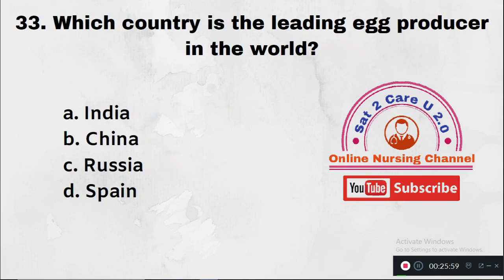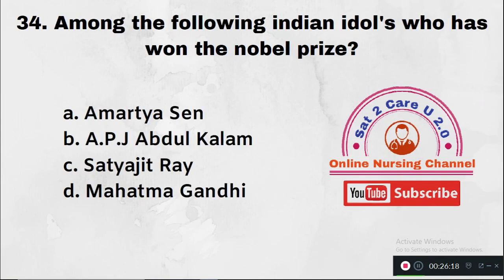Question number 33. Which country is the leading egg producer in the world? Option A, India. B, China. C, Russia. D, Spain. The leading egg producer in the world is China. Second will be India.